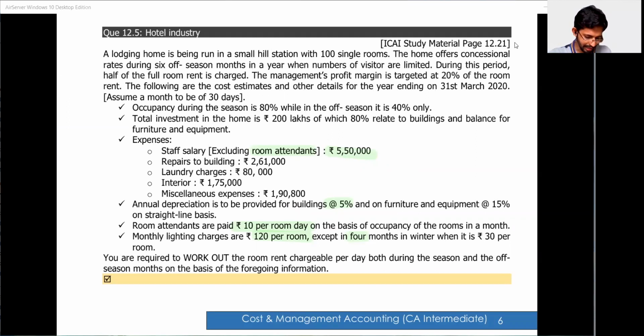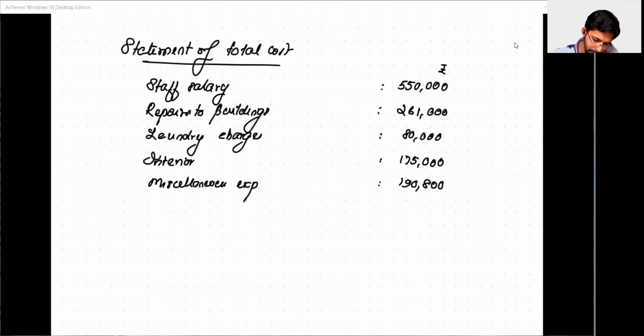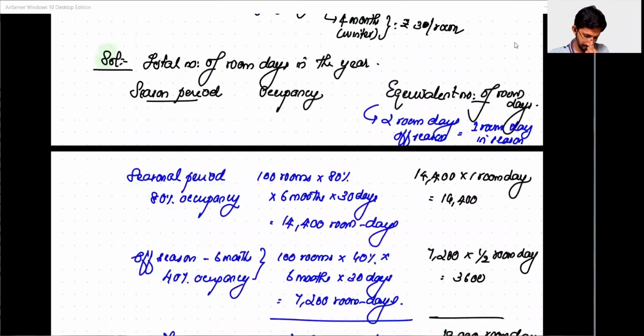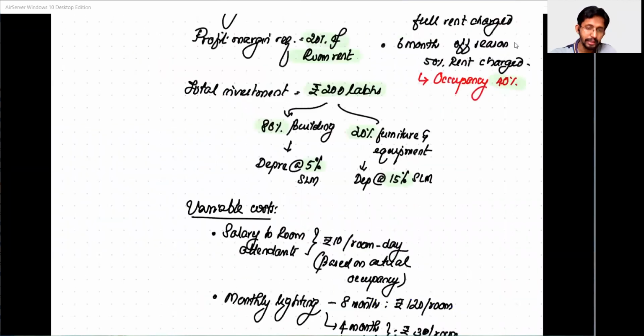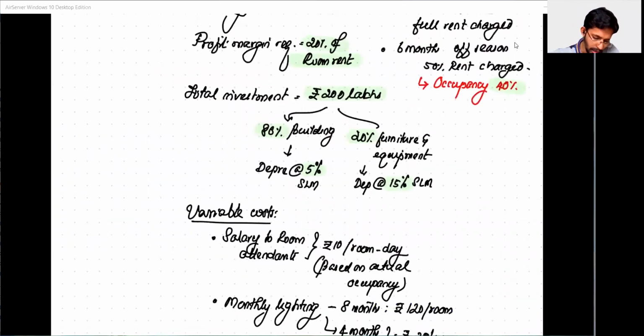Now what about the depreciation? How do you compute the depreciation? They say that we have already computed that. See, in the case of the hotel or the holiday home, total investment is 200 lakhs. Out of that, 80% is towards building. So 200 into 80, and that is getting a depreciation of 5%. Whereas on furniture, 200 into 20%, that will be the total investment in the furnitures, and it is provided depreciation of 15% on SLM basis.